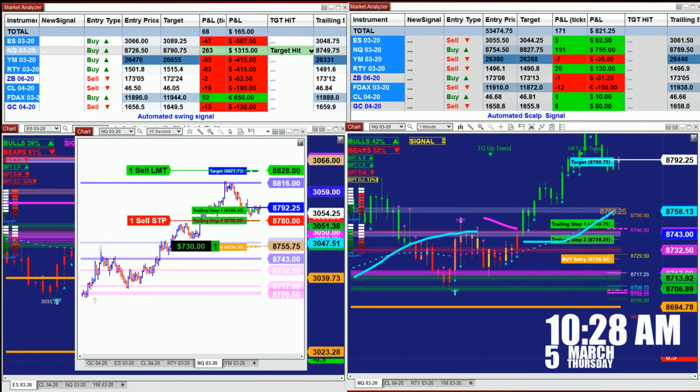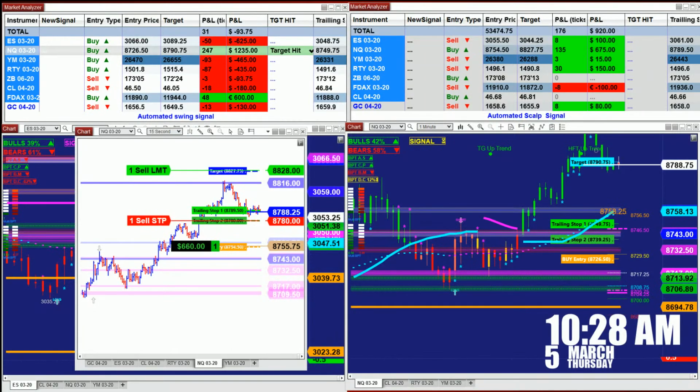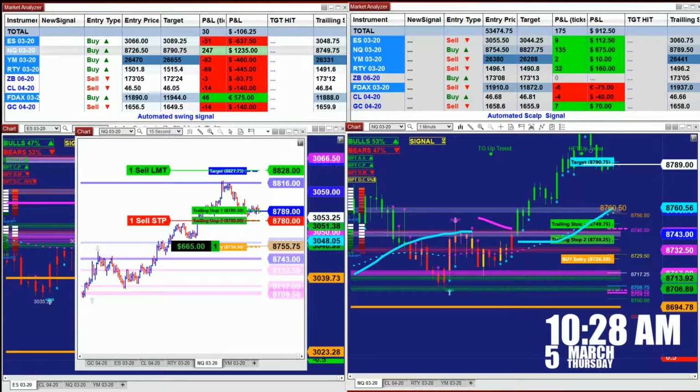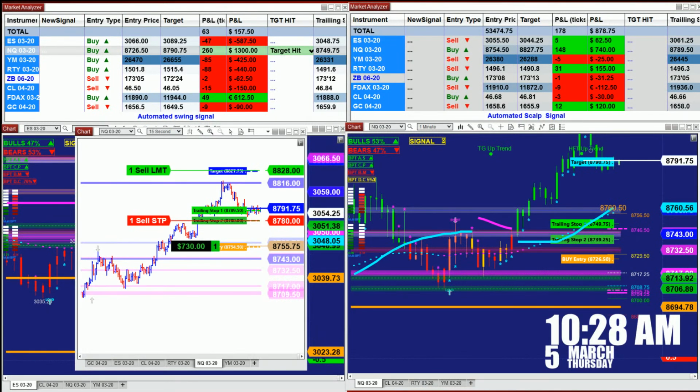Sometimes we win, sometimes we lose, and today on the swing trading we are hammered with the red, and nothing we can do about it. The scalpers did extremely well, but the swing trading today, because of this market volatility, we're not getting anywhere. Nothing can be done. Just stay away from it.